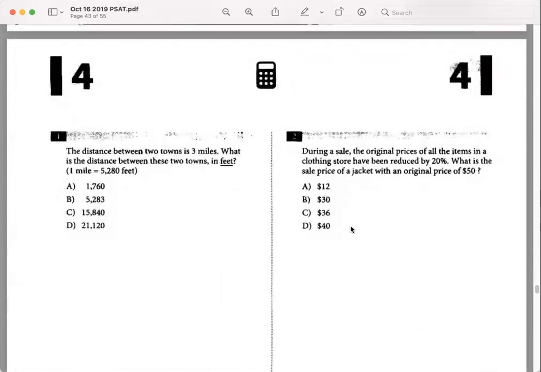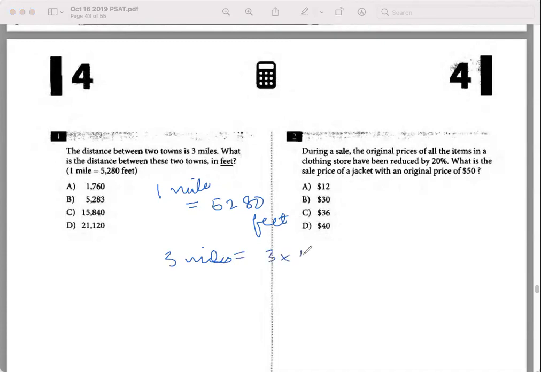Question 1. The distance between two towns is 3 miles. What is the distance between these towns in feet? So we know that 1 mile is 5280 feet. So 3 miles will be 3 times 5280 feet. Now I can actually solve this and I will to confirm the answer, but I can see from the options that 3 times 5,000 would be 15,000. So because it's 5280, it will be a little over 15,000. So C should be my answer.